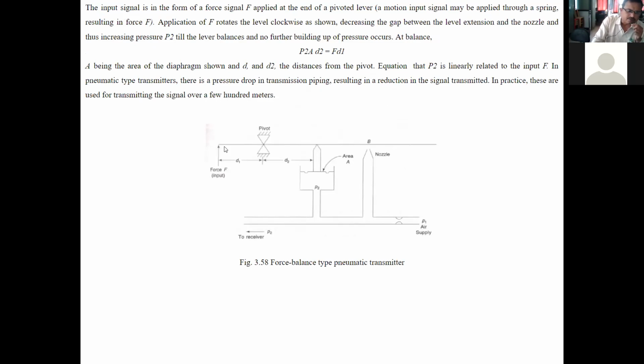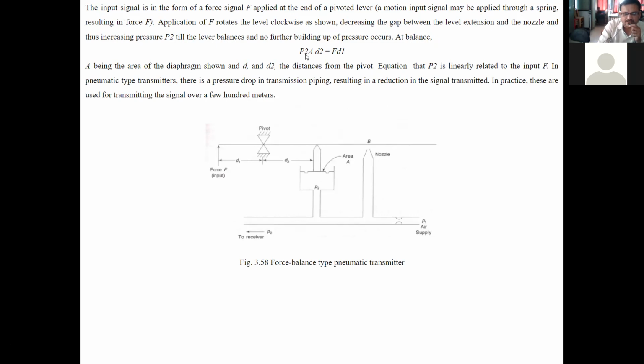Next, the input signal is in the form of a force signal F applied at the end of a pivoted lever. A motion input signal may be applied through a spring, resulting in force F. Application of F rotates the lever clockwise as shown, decreasing the gap between the lever extension and the nozzle, and thus increasing pressure P2 till the lever balances and no further building up of pressure occurs.